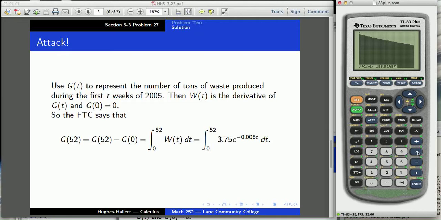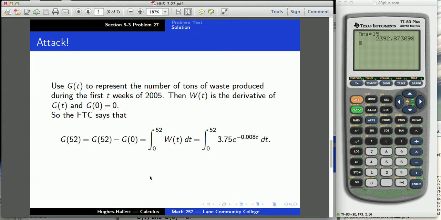So in order to get costs, we take that number and multiply it by the $15 per ton, and we get 2392.873098. But I think we can stop at 0.87, and that's what I've written over here. We got g of 52. The total number of tons produced was this number, 159.52, and multiplying that by $15 per ton got us our costs.